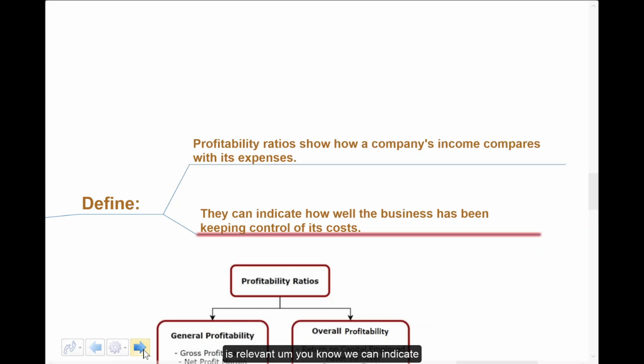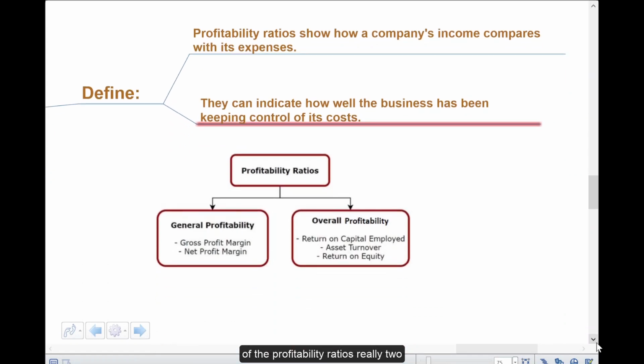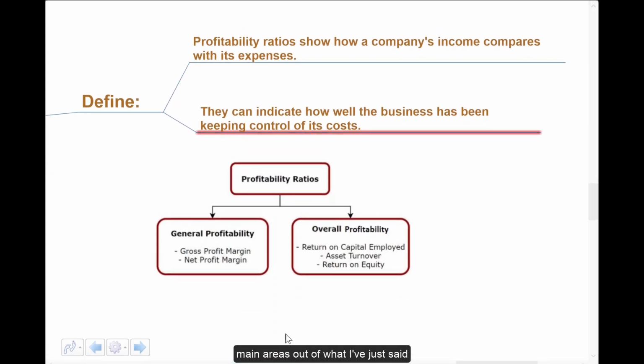Indeed, the second point is relevant. We can gauge how well a business controls its expenses or costs by using these ratios, whether that's ratios that are relevant, e.g. gross profit margin to cost of goods sold, or ratios that are relevant to net profit margin, i.e. administration expenses, etc. So in terms of the profitability ratios, really two main areas out of what I've just said.